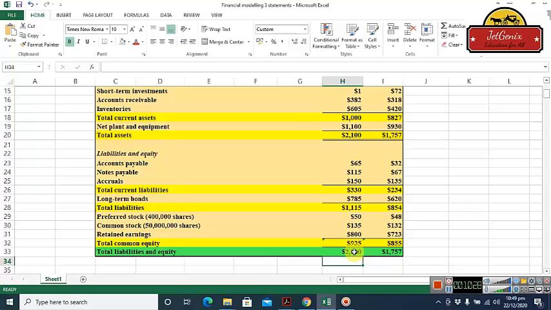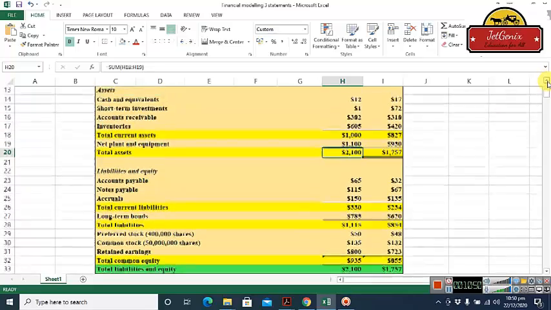You see we have the total liability and equity of 2100, and if you see the total assets of 2019 is 2100. So both sides of the balance sheet are equivalent. So this is the common way how we can construct a financial model of the balance sheet, okay.